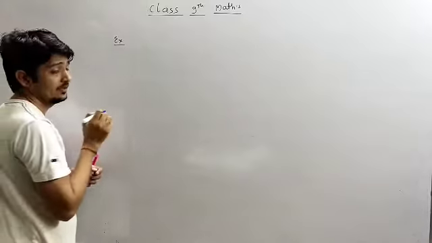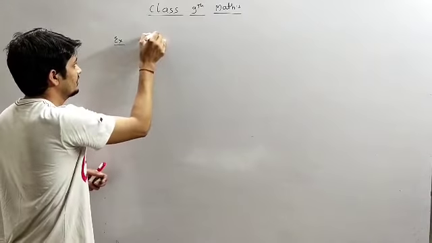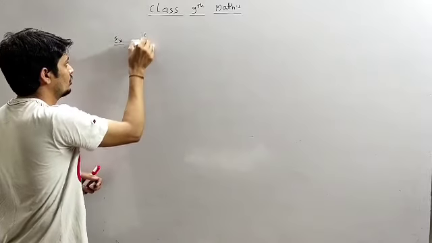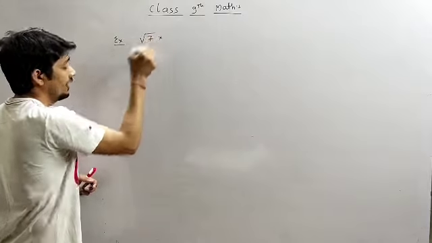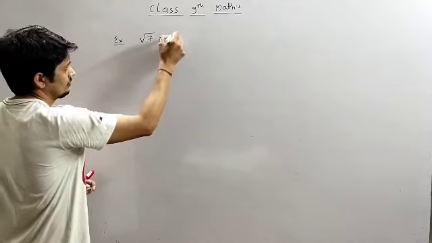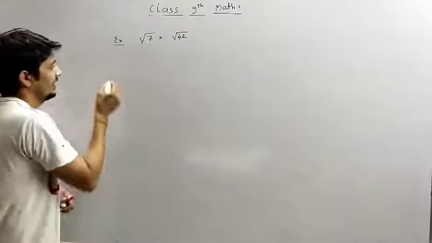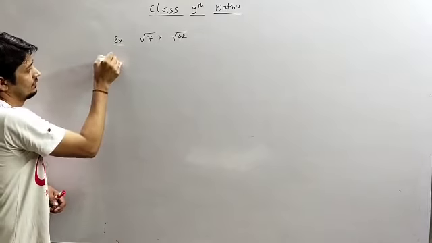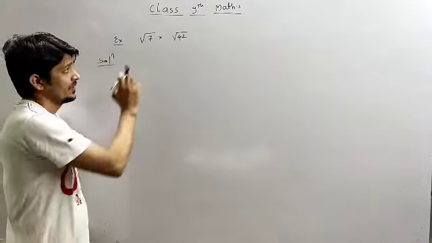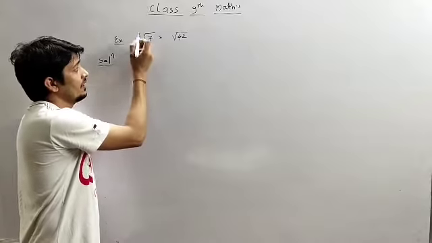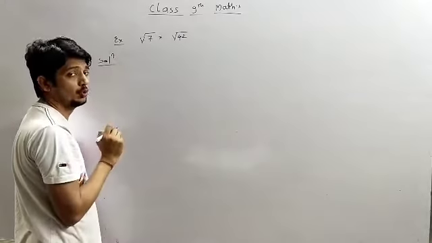It is an example. Root 7 into root 42. Okay. Solution. See, here the power of the root is 2.